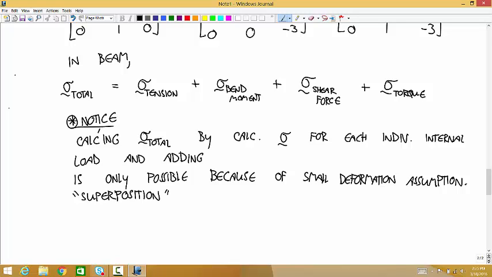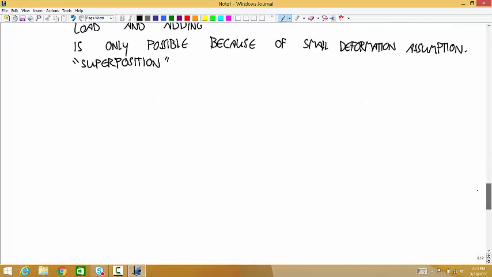So we're going to go through each of these four things. So first, stresses, this is the easy one. Stresses due to tension and compression.